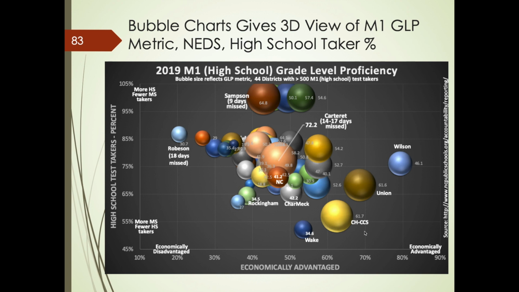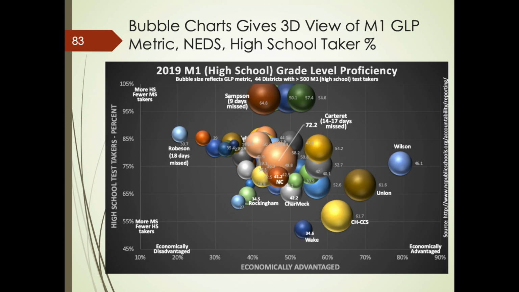Similarly, if you're on the right side of the x-axis, this is the economically advantaged axis. So the further you are to the right, the more economically advantaged you are. If you're towards the left, you're more economically disadvantaged. So in other words, let's look at some of these bubbles up at the top. In those districts, no students took the Math 1 EOC in middle school. So they had no data points for M1 SEP, which is the middle school metric.